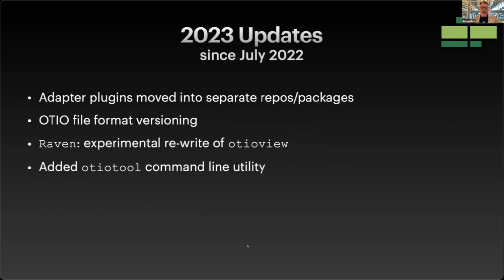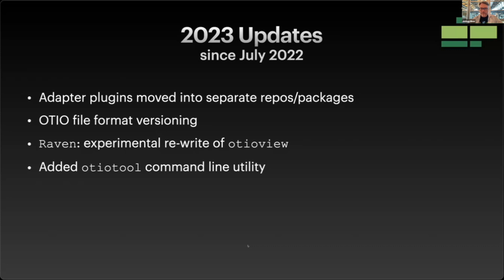Specifically, we're going to talk about how we're reorganizing how our adapter plugins are built and deployed. We're going to talk about file format versioning, forwards and backwards compatibility. We're going to talk about a new viewer application for looking at the timeline structure, and a command line utility for working with OTIO. After that, we're going to have our guest speakers. So for right now, I'm going to hand it off to Eric to talk about adapters and file formats.